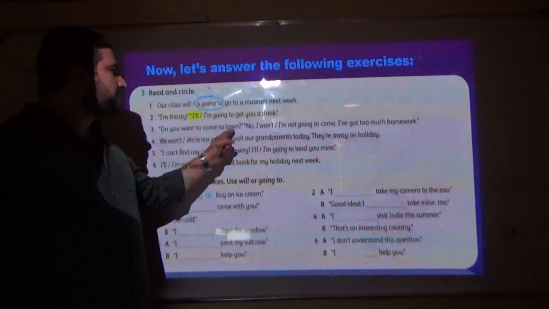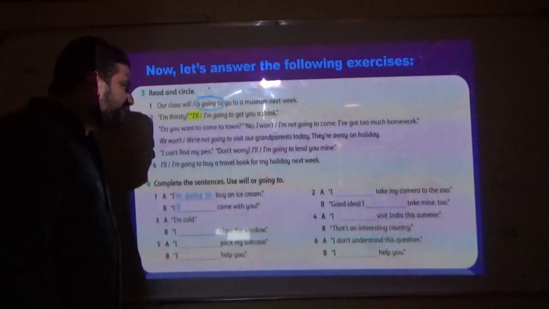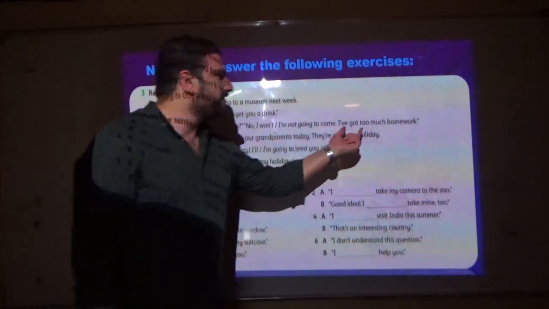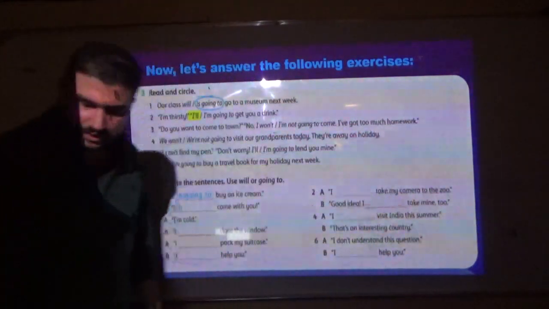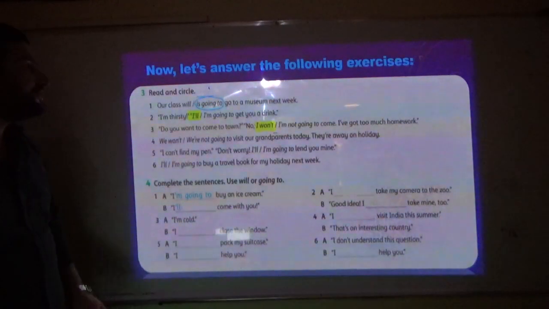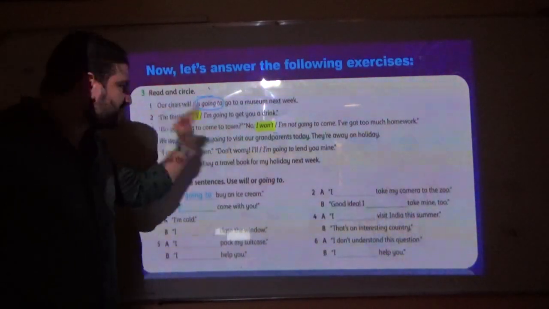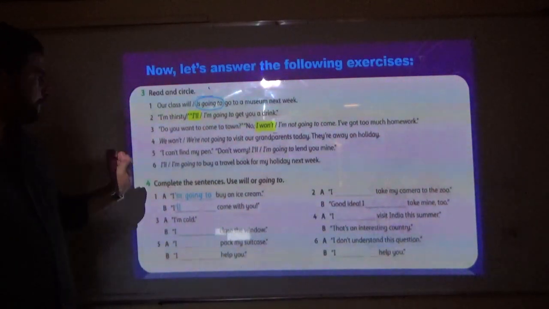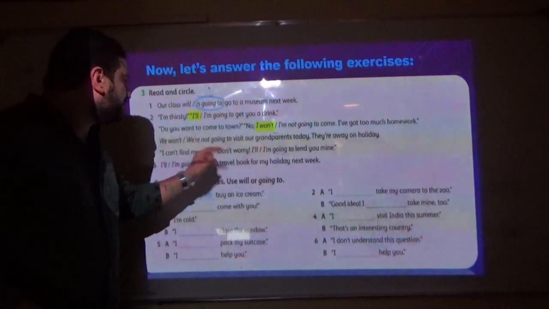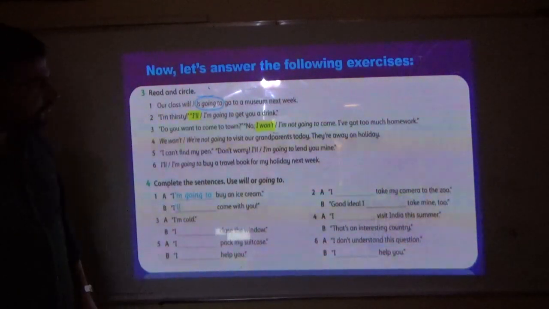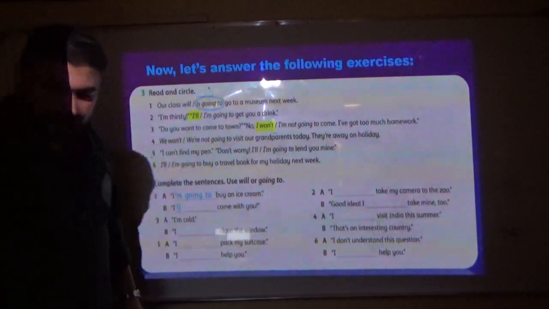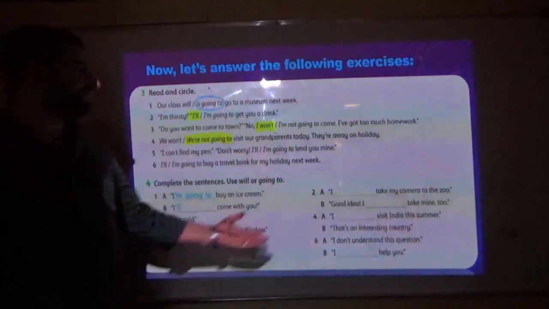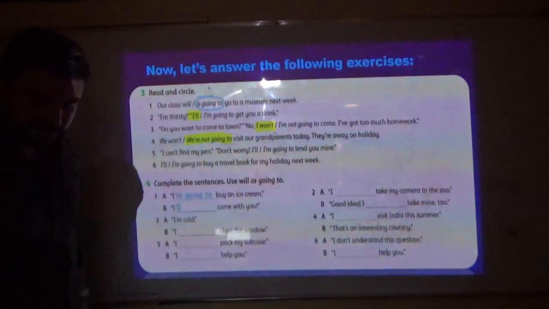Do you want to come to town? No. Remember negative usages? I won't or I'm not going to come. I have got too much homework. So here, the answer is won't. The decision again is taken, or it is a refusal, taken at the time of speaking. We won't or we are not going to visit our grandparents today. They are away on holiday. So the answer is we are not going, because we have the reason or the evidence mentioned here.